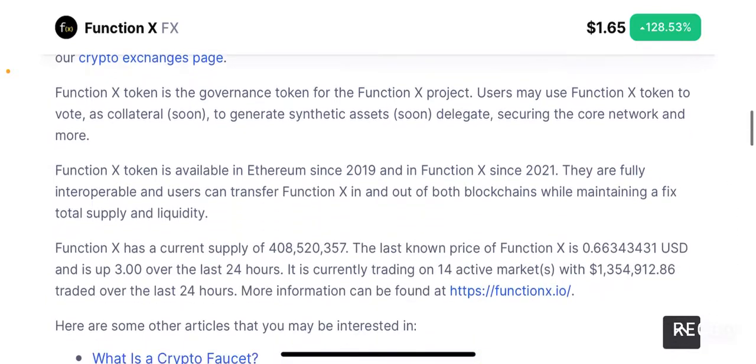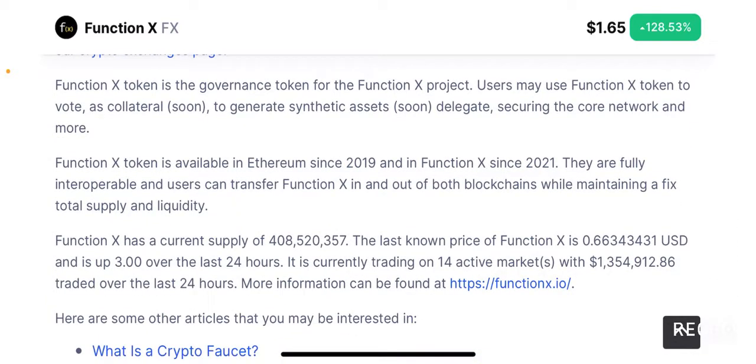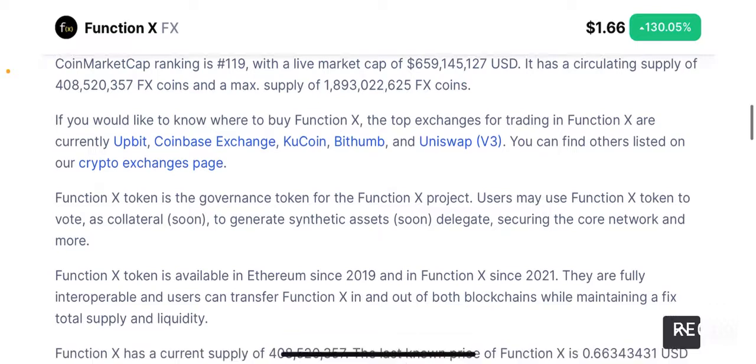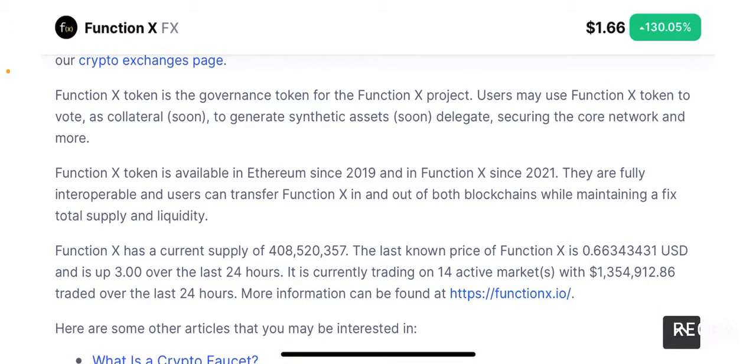So what is FX or the Function X platform? So Function X token is the governance token of the Function X project. Users may use Function X token to vote, as collateral soon to generate synthetic assets, delegate and secure the core network and much more. So again, right off the bat on CoinMarketCap, they're basically talking about the token itself. They're not really talking about the platform.